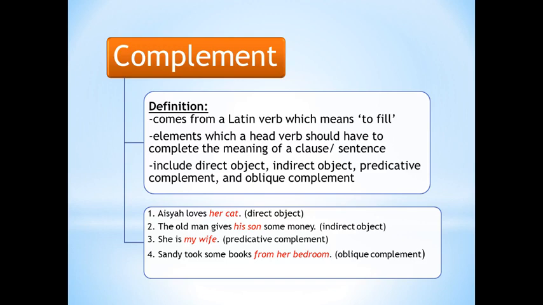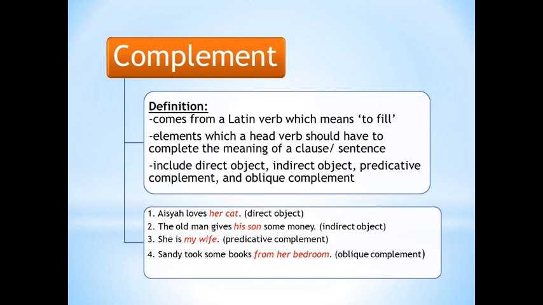Nah, we can see in the sentence, Aisha loves her cat. Her cat is a complement in the form of a direct object. The old man gives his son some money. Jadi his son di sana juga merupakan complement yang berbentuk indirect object. She is my wife. My wife di sana adalah predicative complement sebagai predicate.